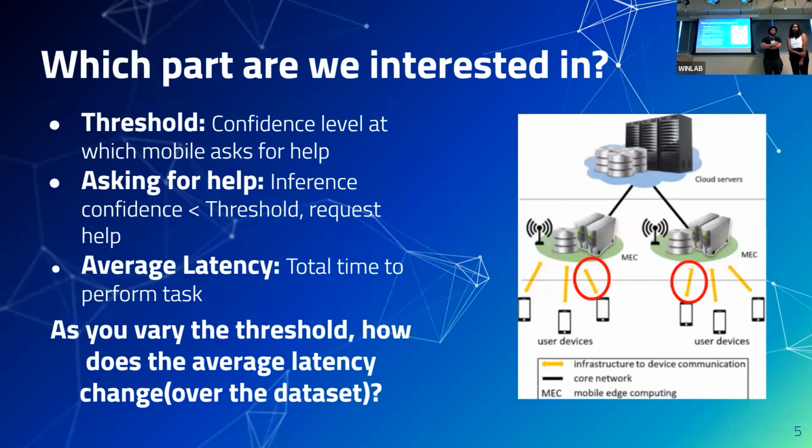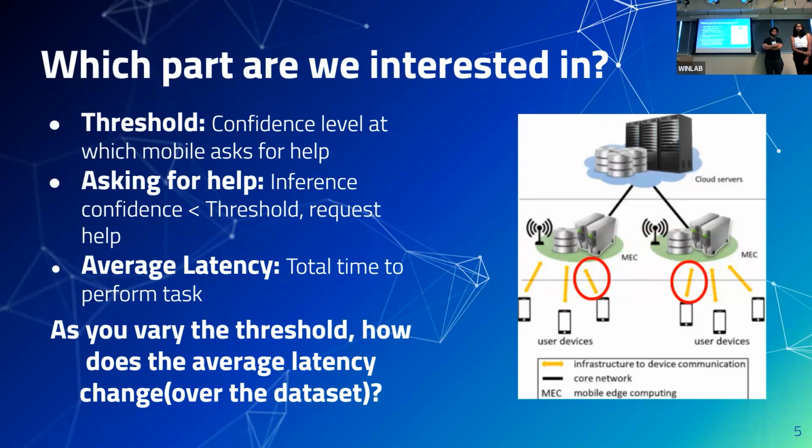As shown in this diagram, there are first the cloud servers, which store a lot of data and perform tasks. Then we find the mobile edge devices, or MECs, which are one of our endpoints. And then come the mobile devices. What we're focusing on is the connection between the mobile devices and the edges, the red circles there.